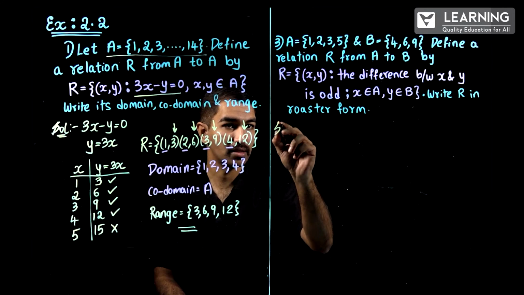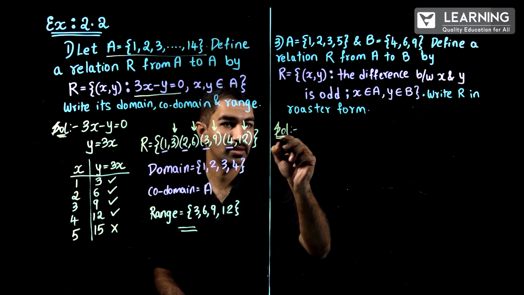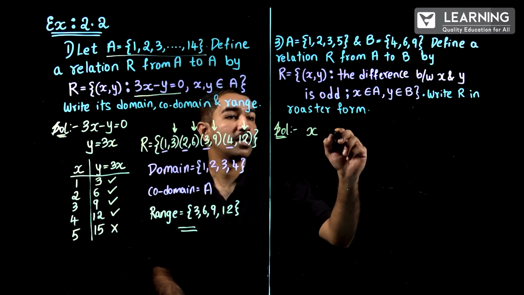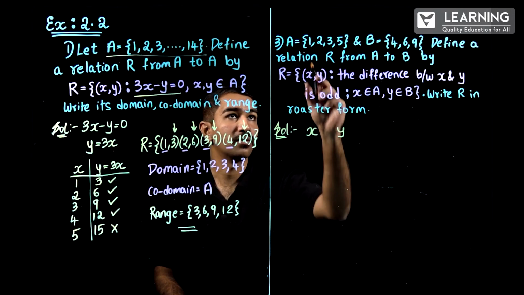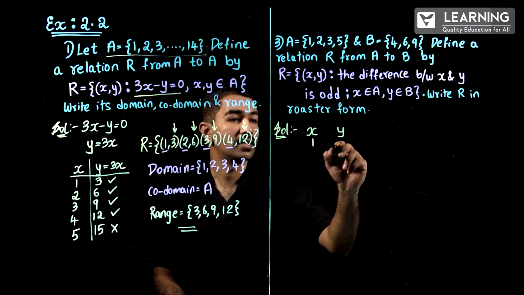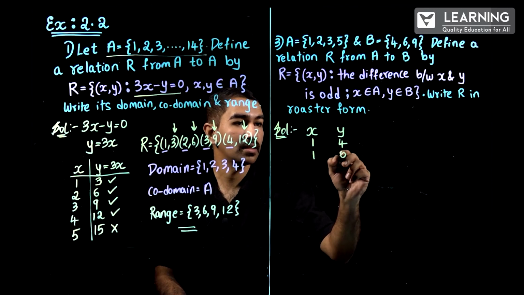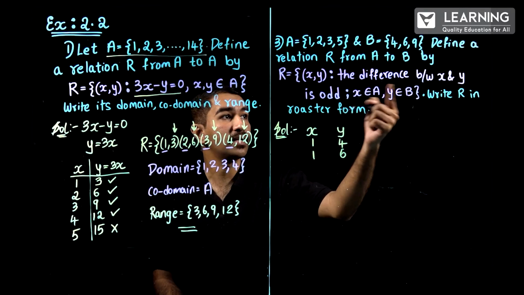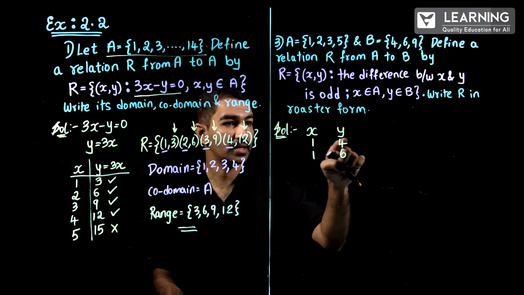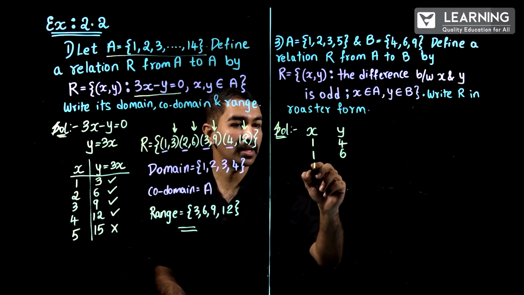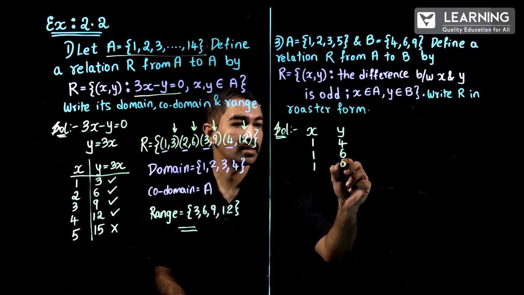So let us take all the x values. So solution, this is your solution. So let us take x values here, and let us take y values here. So for 1, let us put 4. For 1 again, we'll put 6. Okay, difference between x and y, like that. Again for 1, we'll take another element, that is 9.